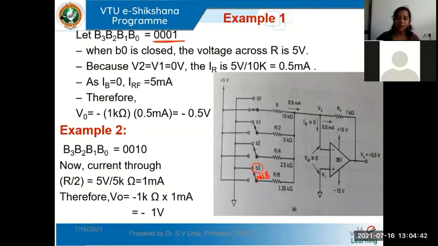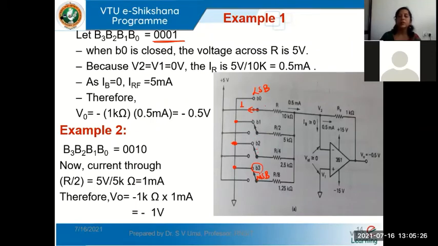Please remember this. B0 represents the least significant bit value, LSB and MSB. So the most significant bit value is 0. So 0 means this connection should be made to the ground line. Again, the next bit, B2, is also connected to ground. The third bit, B1, is also connected to ground, whereas B0 is connected to Vref or plus 5 volts. So only this will get the value logic 1 or plus 5 volts, and the other 3 resistors will be connected to ground or 0.